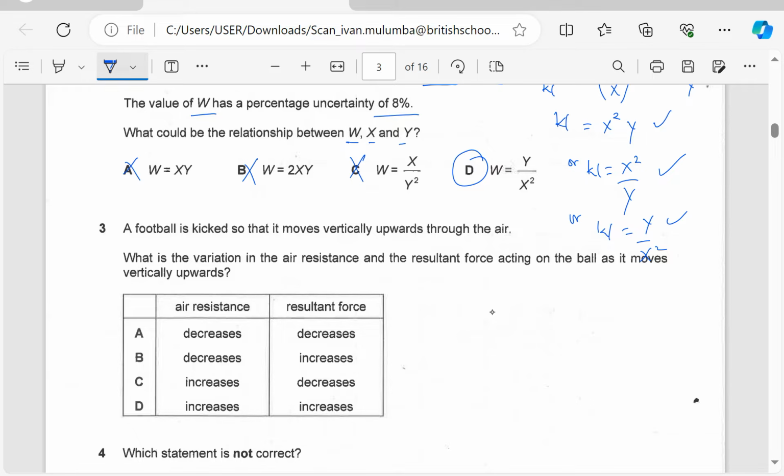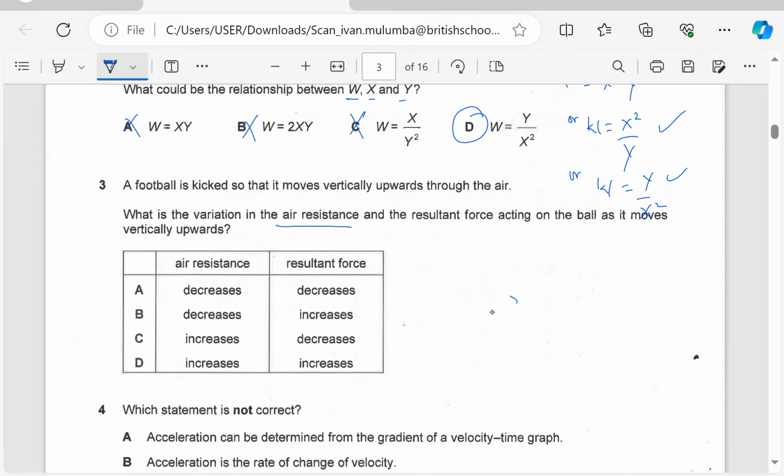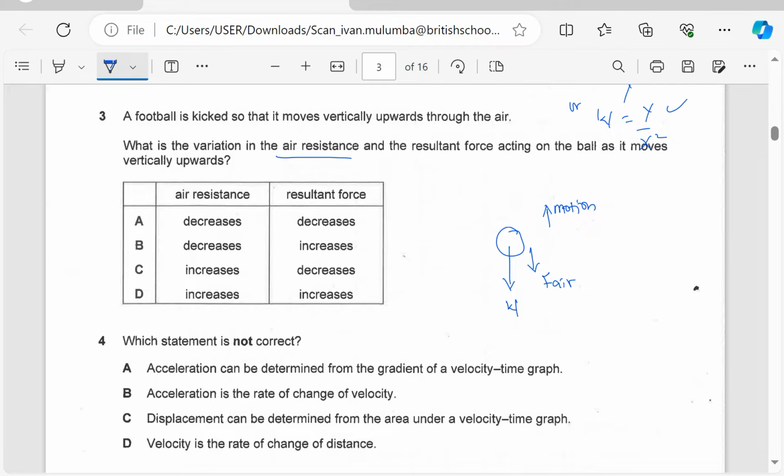What is the variation in the air resistance and the resultant force acting on the ball as it moves vertically upwards? So let's think about this to be the ball, and I'll put an arrow here to show the direction of motion. The forces acting on this ball are: one, its weight, which is vertically downwards, and two, the force due to air resistance. Because motion is upwards, the force due to air resistance is downwards.